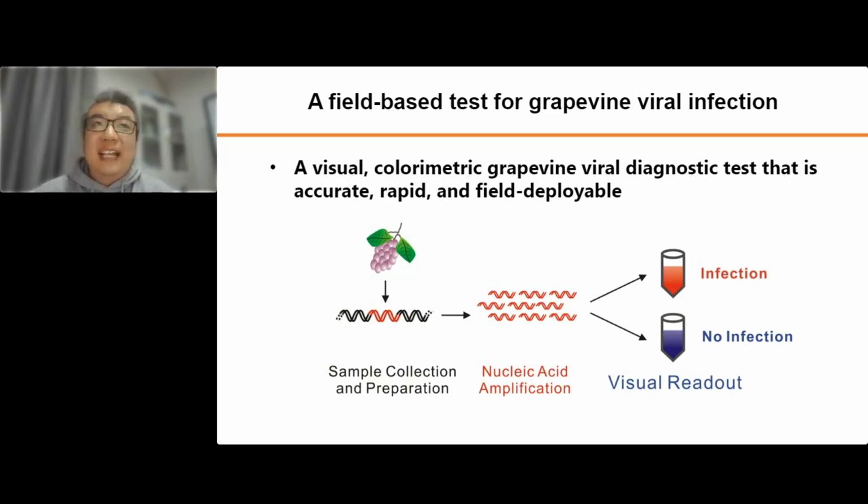So the idea is to combine nucleic acid amplification with CRISPR technology, as well as a colorimetric signal readout system, to develop a visual colorimetric grapevine viral diagnostic test that is accurate, rapid, and field deployable.